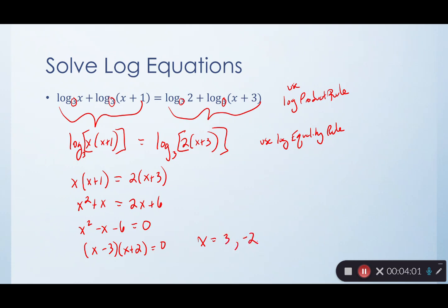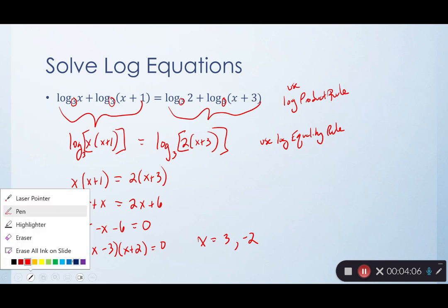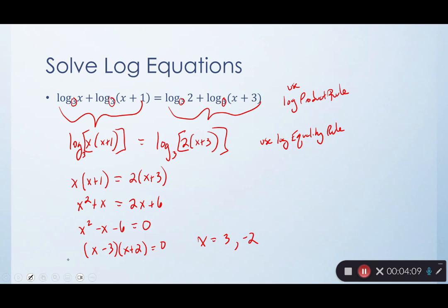Now, one of these is not going to be allowed, right? Because we can't have negatives in the argument of the log. Now, if the whole argument together ended up being positive, it would be okay. Like this one, we can plug negative 2 into log of x plus 3. That would be log of 1, which would be 0, right? But we can't plug negative 2 into log of x. So this one is not in the domain of all the logs, so we have to throw it out. And our only answer is x equals 3.